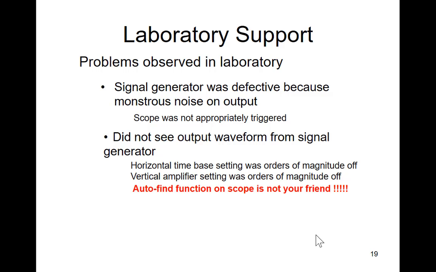If you're measuring something, you need to know where to look for that signal. You need to know what voltage range, you need to know what time base range, right? If you know what you're looking for, you don't need the AutoFind button. You push the AutoFind button, and sometimes it'll be 3 orders of magnitude off on either the vertical scale or the horizontal scale from what you want. Okay? So, AutoFind button on a scope is not your friend.